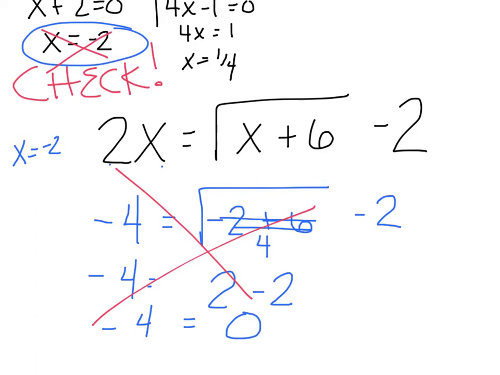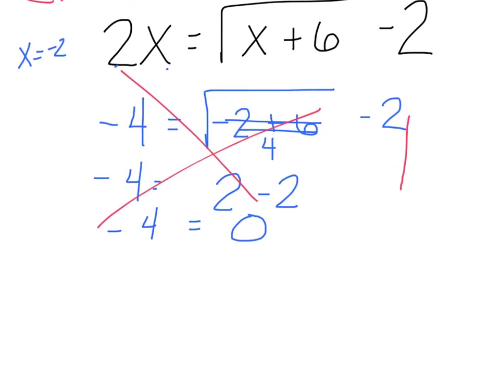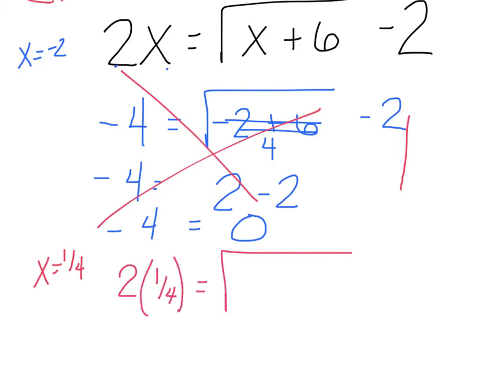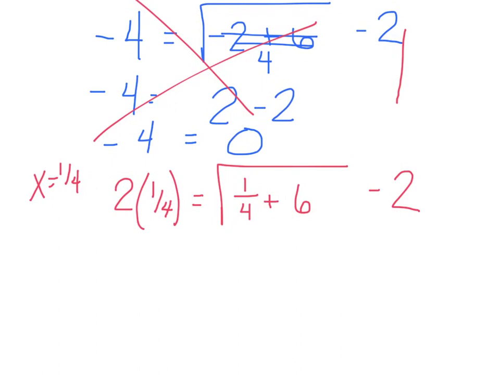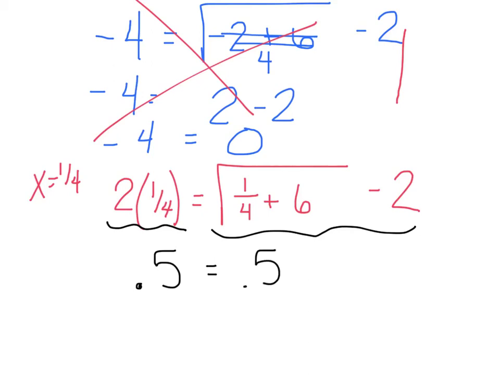Now I'm going to do the same thing and check the 1/4. So I am checking x equals 1/4. So I've got 2 times 1/4. If you can't do that in your head, use your calculator. Equals 1/4 plus 6 minus 2. Again, feel free to use your calculator, and I'm going to use mine. On this side, when I type this in, I got 0.5 or 1/2. And when I type this side in, I got 0.5 as well. So this side does check, which tells me that my only solution is 1/4.